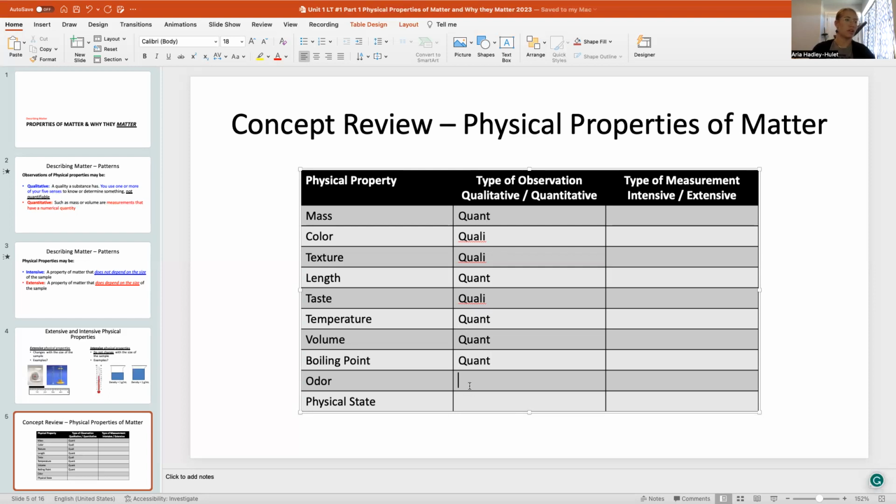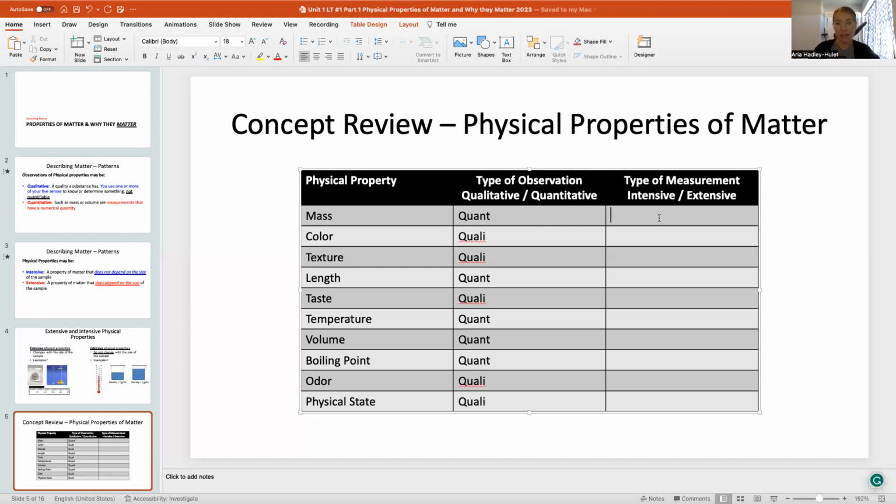Odor, usually qualitative. Physical state, that means solid, liquid, or gas. Like, is it in a solid state or a liquid state? So there's not a number with that one, so it'd be qualitative. Okay, now let's think about intensive and extensive.